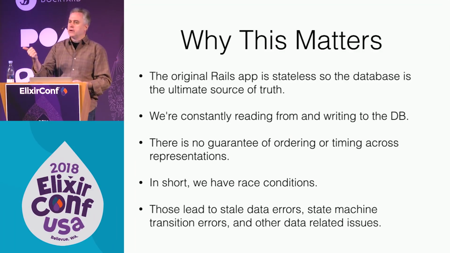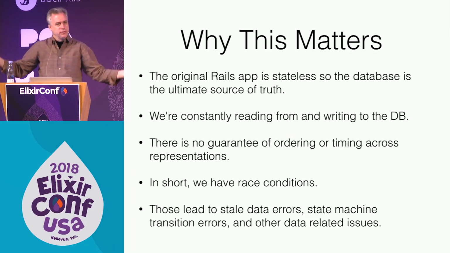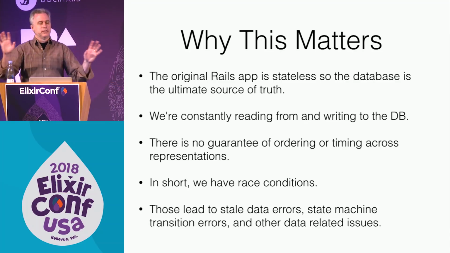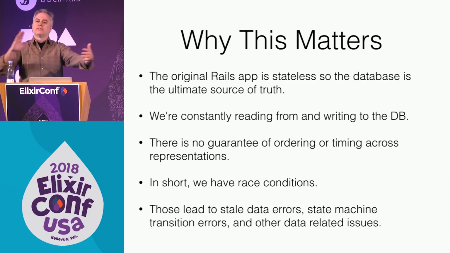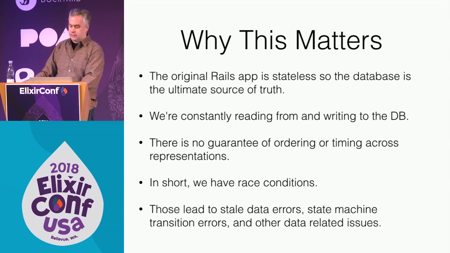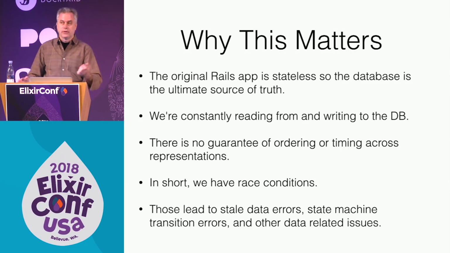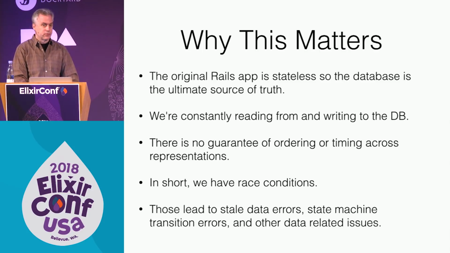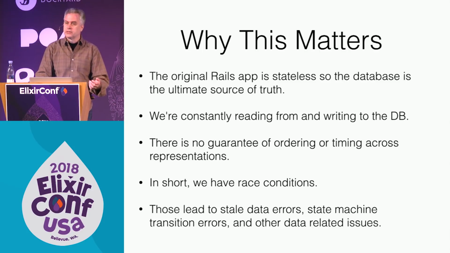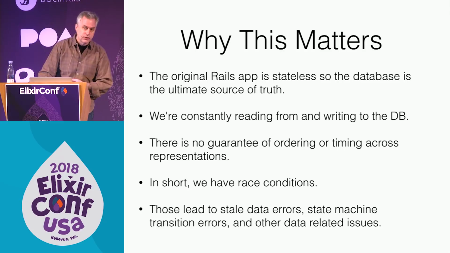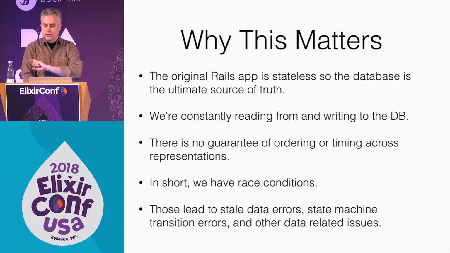But there's no guarantee about any of the order of the operations, and there's no guarantees about the length of time those operations are going to take. So in a word, we have race conditions. And those race conditions actually turned out to be real problems for us. We had a lot of stale data errors, a lot of state transition errors, things happening out of order.